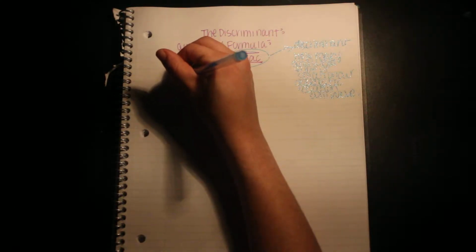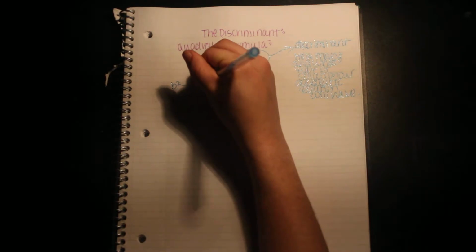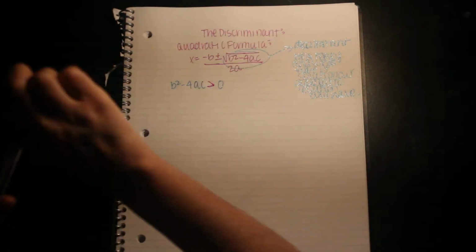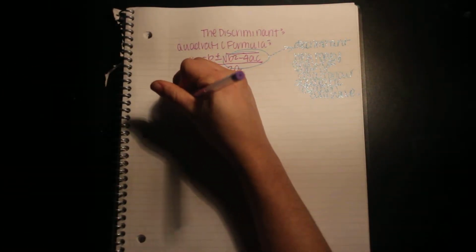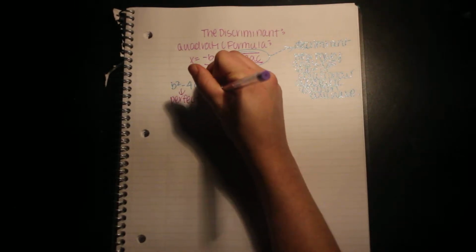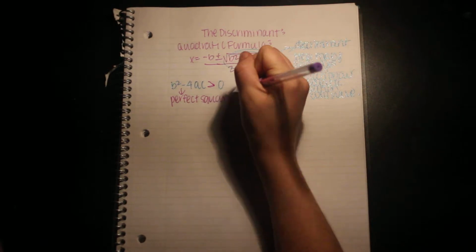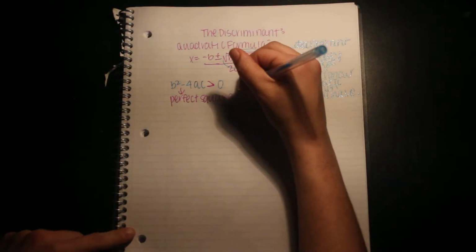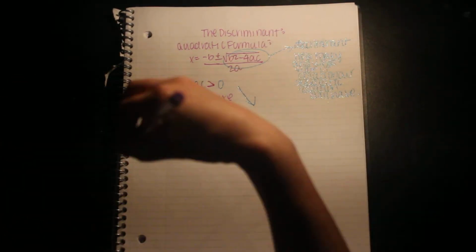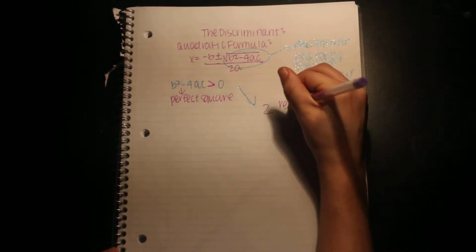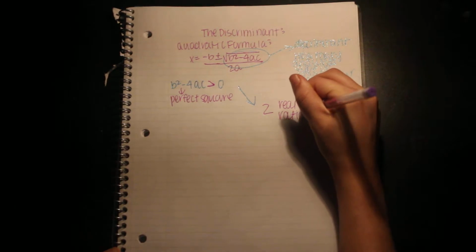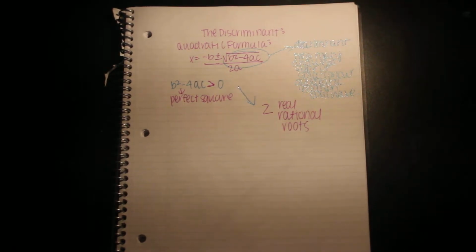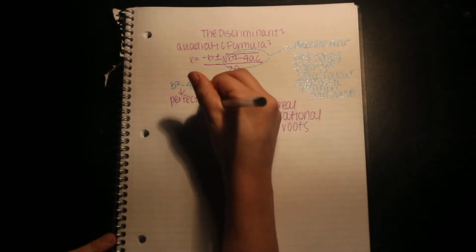If our discriminant is greater than 0 and is a perfect square, then it can have two real rational roots. It would look like this on the graph.